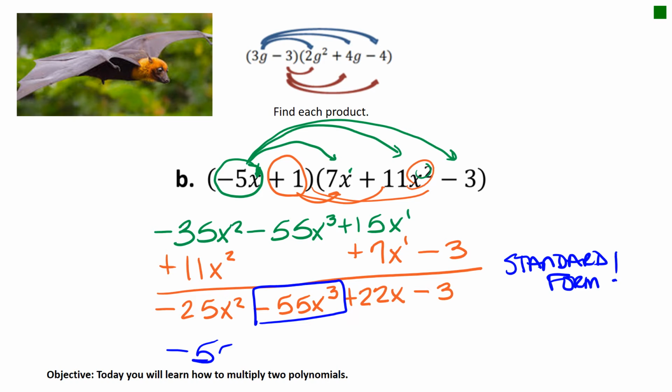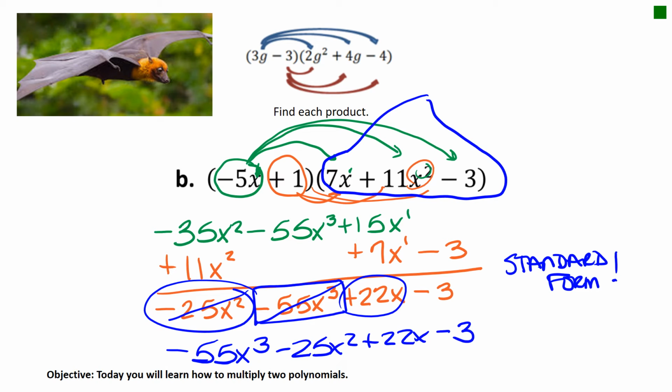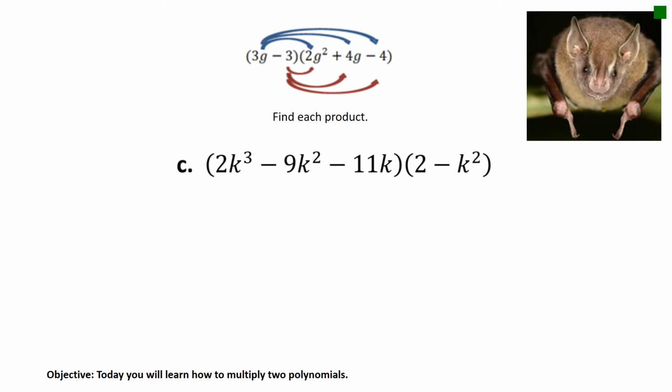So we're going to rewrite it: negative 55x to the third, then the negative 25x squared, then the positive 22x, and at the end is the minus 3. Sometimes, if you notice this one right here, that was not in standard form, so that's what messed us up.